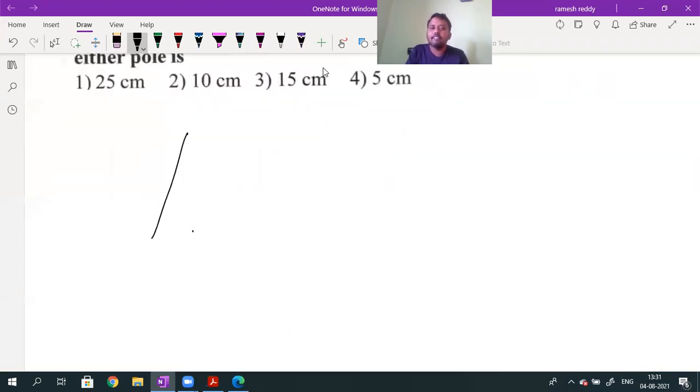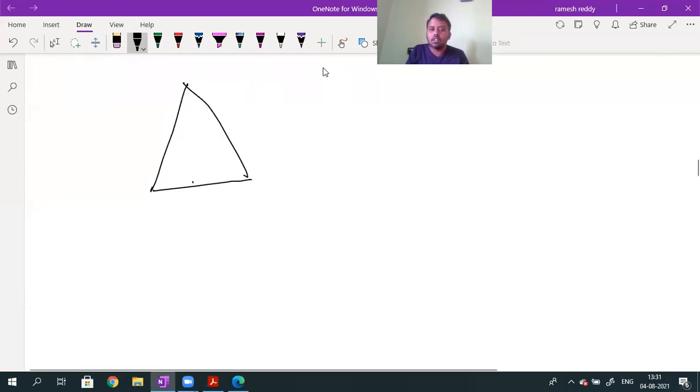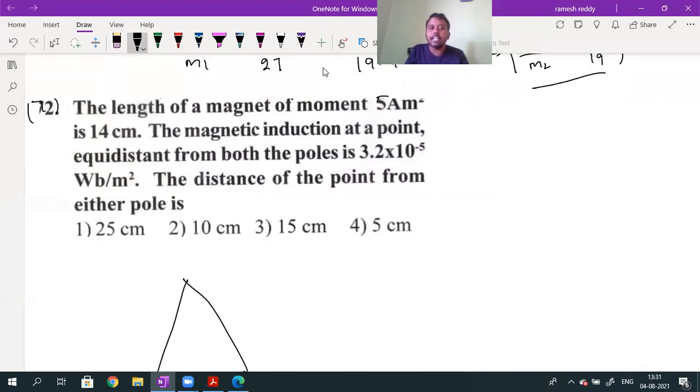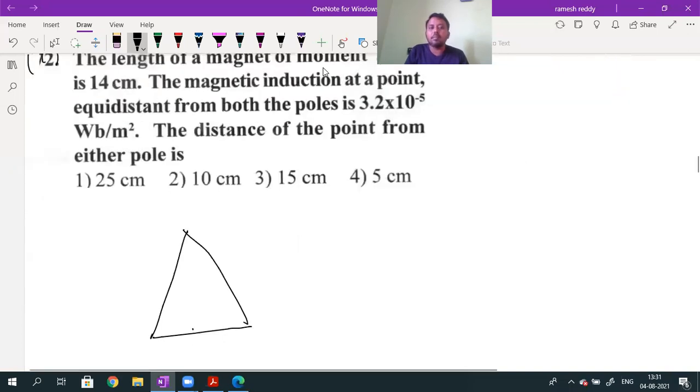They are given one bar magnet. The question here is: the length of a bar magnet of magnetic moment 5 ampere meter square is 14 centimeters. The magnetic field induction at a point equidistant from both the poles is 3.2 into 10 to the power of minus 5 Weber per meter square. What is the distance of the point from either pole?